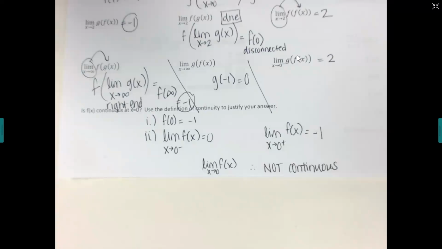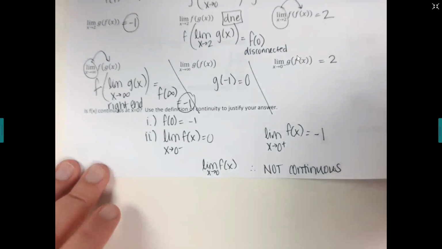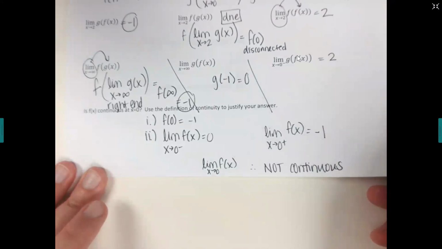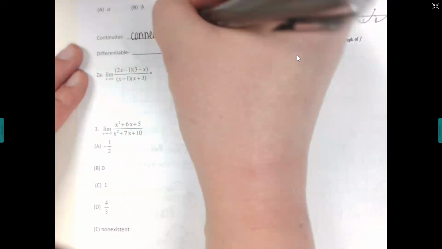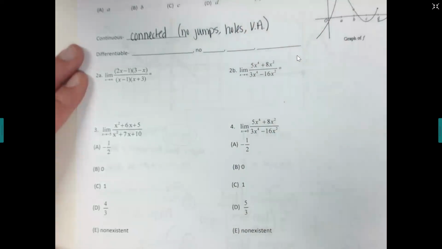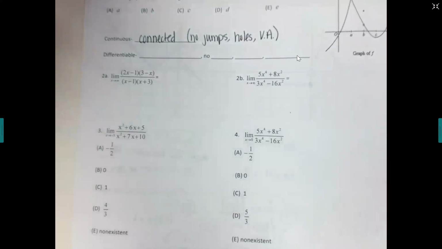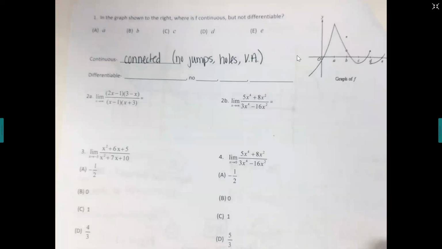Lots of review here. This is like the first month of school. Okay, take a look at the next page. Continuous means your graph has to be connected. Okay, you can't have, let's put no, you can't have any jumps. You can't have any holes. And you can't have any vertical asymptotes. And then what did you just say? Oh, I think that was different. But your list was what?